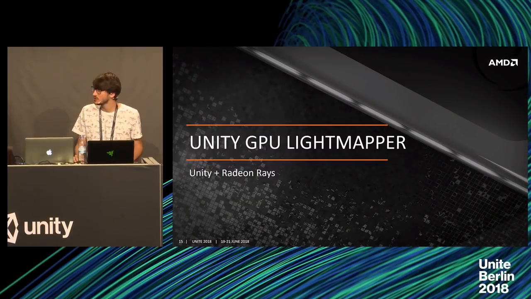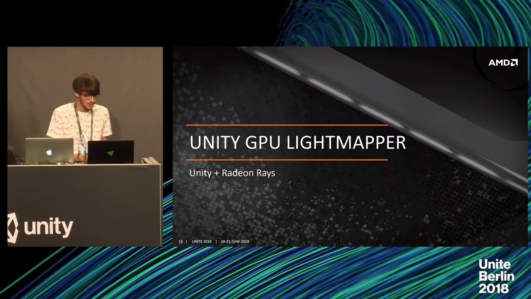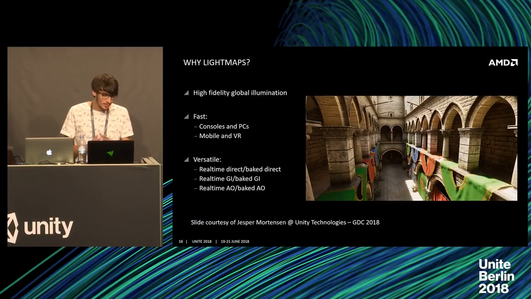So Radeon Rays was used by Unity for their light mapper. And in this section, I'm going to describe some of the work that we did with them. But first, why do we want light maps? Light maps can give you very high fidelity GI. They're pre-calculated, which means you can spend essentially as long as you want on your light maps and make them look really good. But because they're precalculated, they're very fast at runtime. It's just a texture lookup.